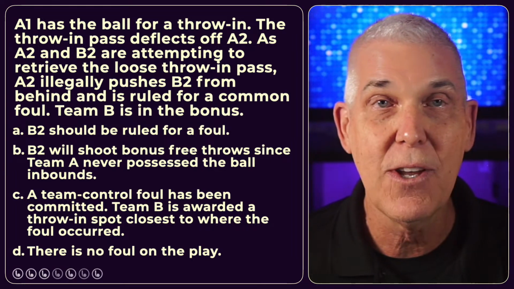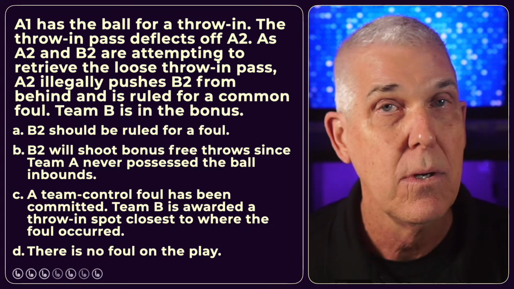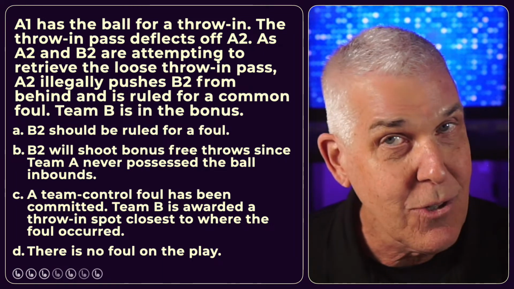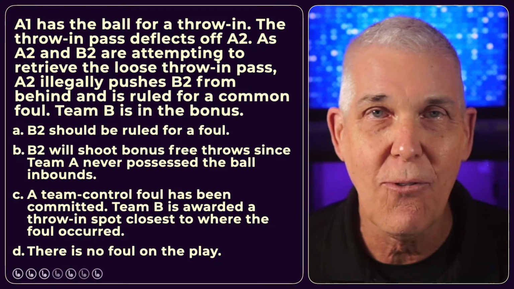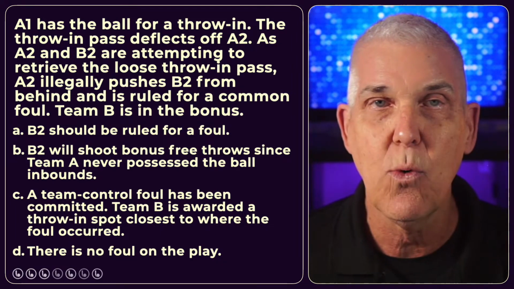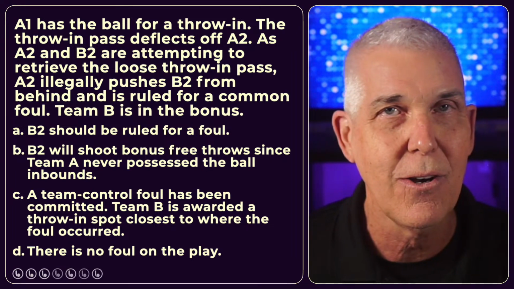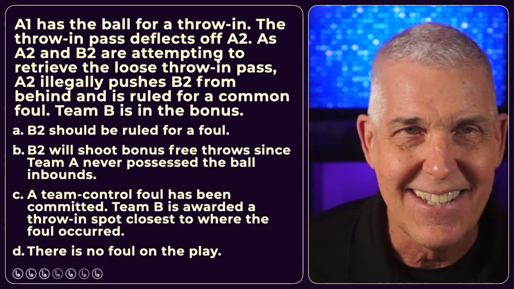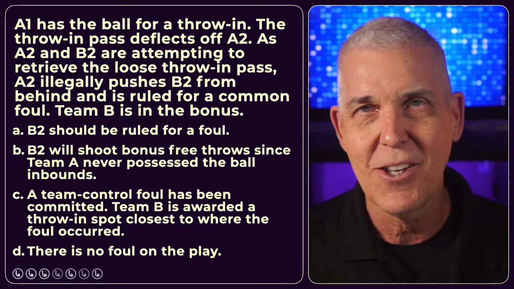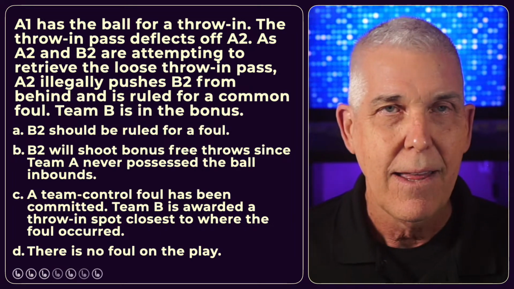B2 will shoot bonus free throws since Team A never possessed the ball in bounds. Sounds logical. A team control foul has been committed. Team B is awarded a throw-in spot closest to where the foul occurred. Maybe. D, there is no foul on the play. Obviously, there's a foul. We will penalize the foul. This is a team control foul.